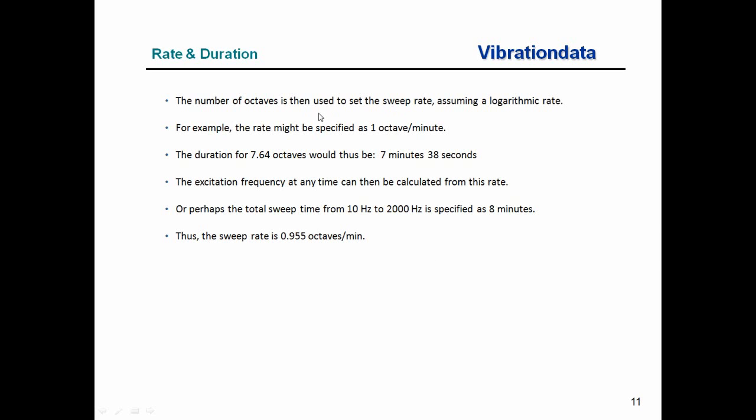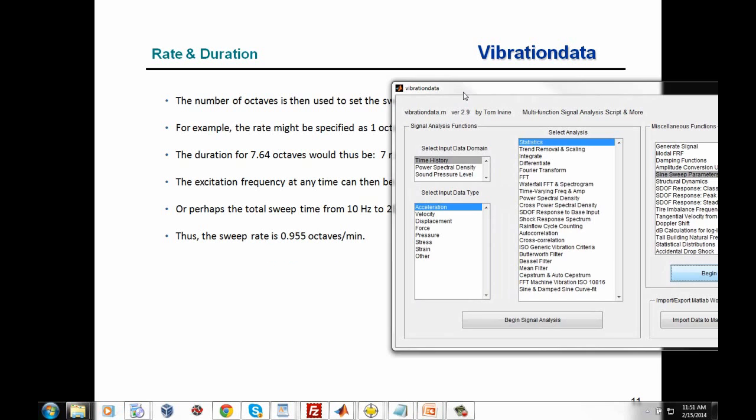So if we have 7.64 octaves and our sweep rate is 1 octave per minute, then we're going to have a duration of 7.64 minutes, or 7 minutes 38 seconds, for one sweep. So that's just some examples on sweep rate. Another way to specify sweep rate is we could say, okay, we're still going to test from 10 to 2000 Hertz, but we want to do it in 8 minutes. Well, if we take 7.64 octaves divided by 8 minutes, then our sweep rate would be 0.955 octaves per minute.